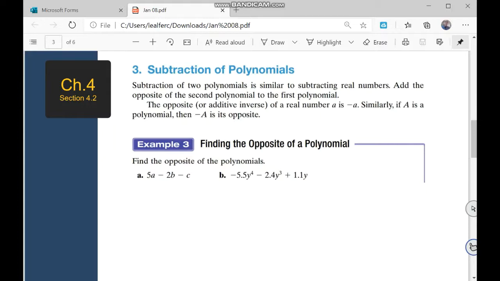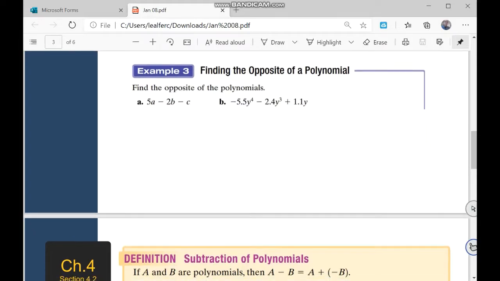Yesterday we also learned how to add polynomials. Remember that? Combining like terms. Today we will work on subtraction of polynomials. And actually you will see the subtraction is not too different from the addition. The only step that is different is this: you have to find first the opposite of one of the polynomials.